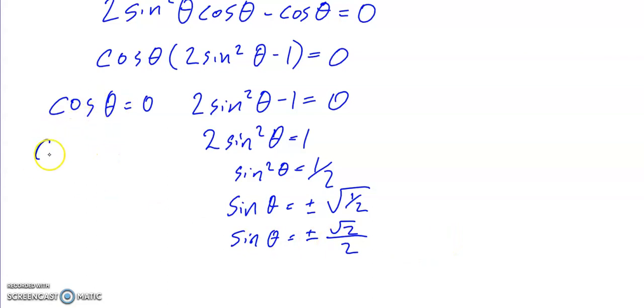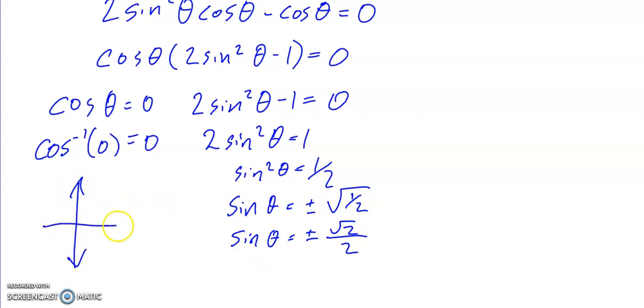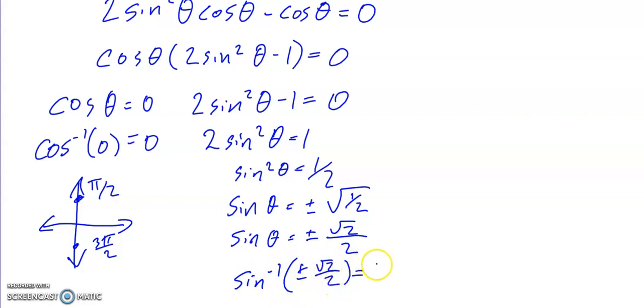So solving this, let's take the inverse cosine of 0, and that's going to give me theta. So we are asking when, again, is cosine 0? Here and here. So we wanted our answer in radians this time. And then where will we have plus or minus radical 2 over 2? So we're going to do the inverse sine of plus or minus radical 2 over 2. And that's going to be my theta.